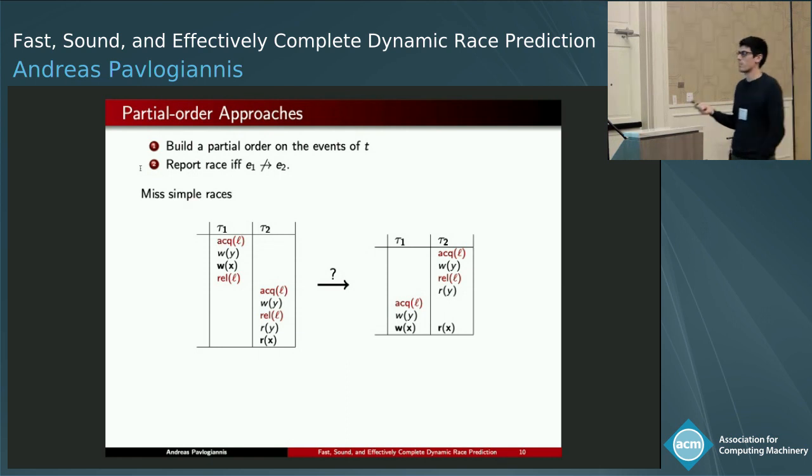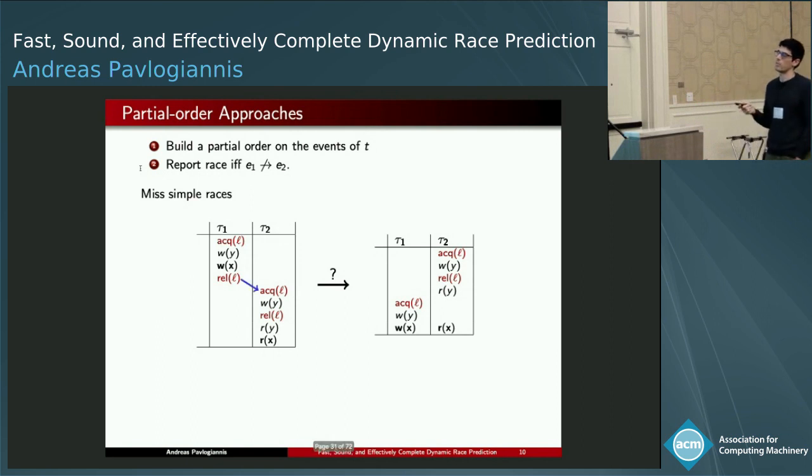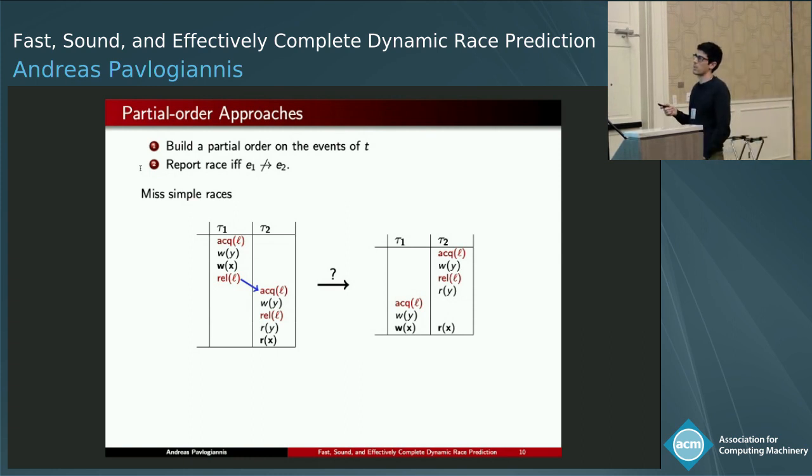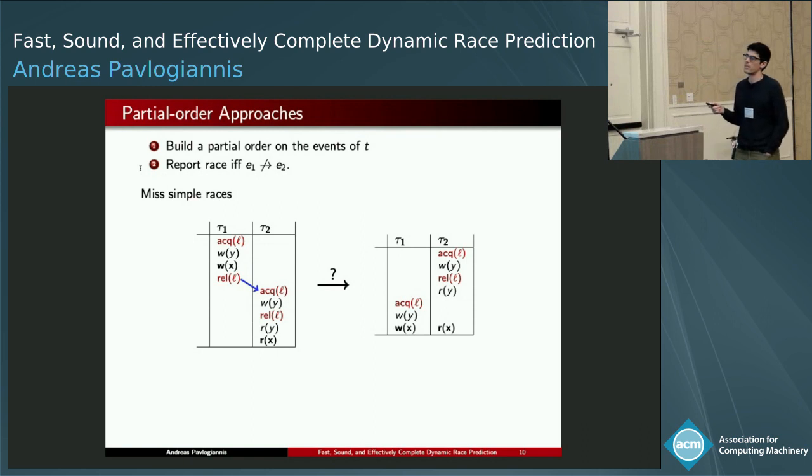And the reason why this happens is that if you look under the hood, the partial order that is constructed typically is one which forces this ordering. So this release is ordered before the acquire down here. And the reason why this happens is because the two critical sections here contain conflicting events, these two writes on variable y. Reasoning about reordering conflicting events is typically computationally expensive. So in order to avoid an expensive computation, the heuristics just try to order these conflicting events in the same way as in the input trace.